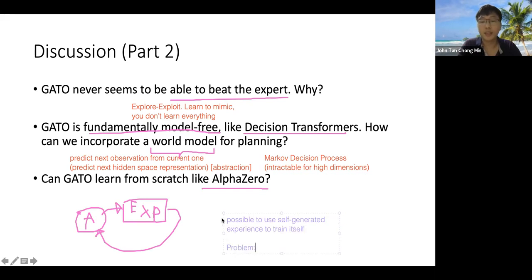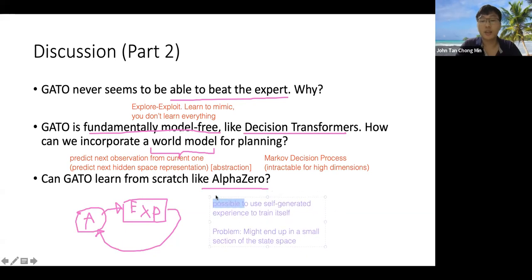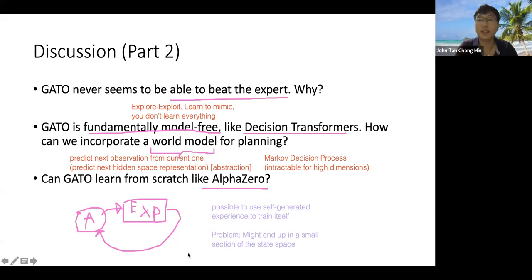But the problem is it might end up in a small section of the state space, because you actually only experience things that your model predicts. There may not be sufficient exploration, and so there may be a need to include some form of exploration mechanism in the experience. You could do epsilon greedy, where in an epsilon proportion of the experience I take the best action, which is the model action, and in the other 1 minus epsilon, I just take a random action or take an action by another policy.